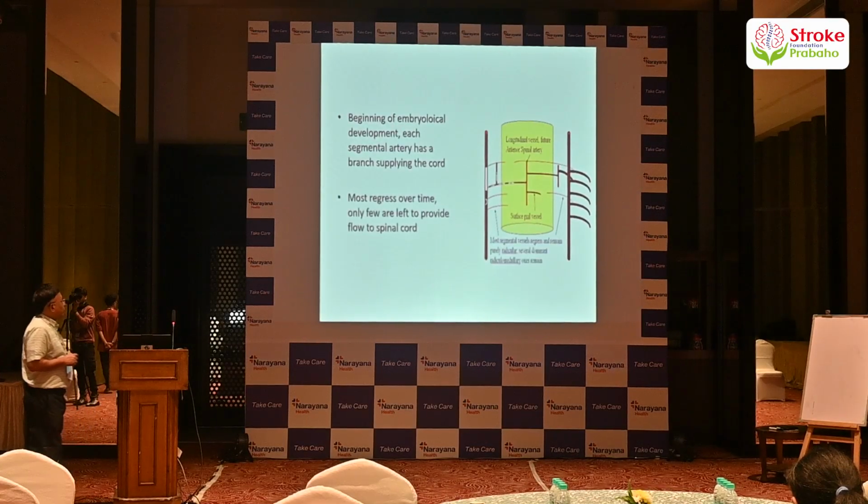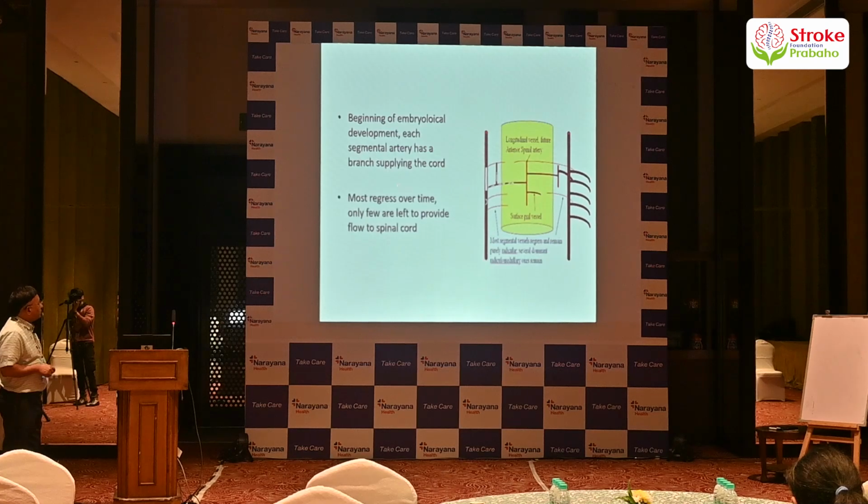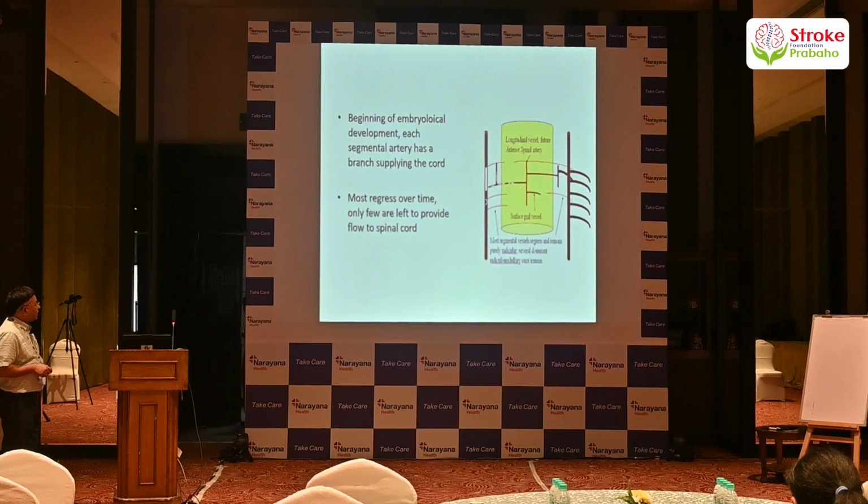But as the embryo grows, what happens? Some of the vessels disappear. Most of the vessels regress over time, and only a few vessels remain. So you can see there are metameric or segmental vessels. Now this vessel is regressing, this vessel is regressing, and some vessels are connecting and forming in the midline.